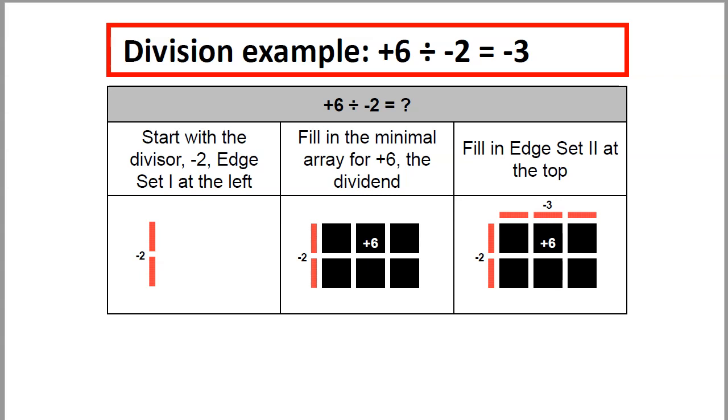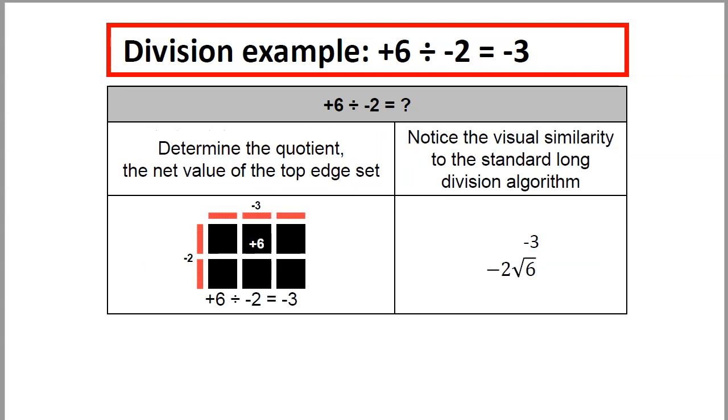We fill in the minimal array for positive 6, the dividend, which is 6 black tiles. We put them in 2 rows because there are 2 edge pieces on the left for negative 2. We fill in edge set 2 at the top, which we can see is 3 red tiles. A red times a red is a black. And we determine the quotient, the net value of the top edge set. 3 red edge pieces is negative 3. And we see that positive 6 divided by negative 2 is negative 3.